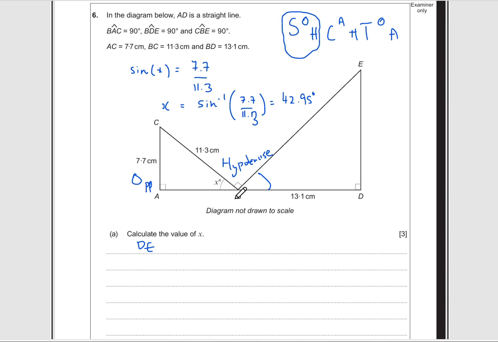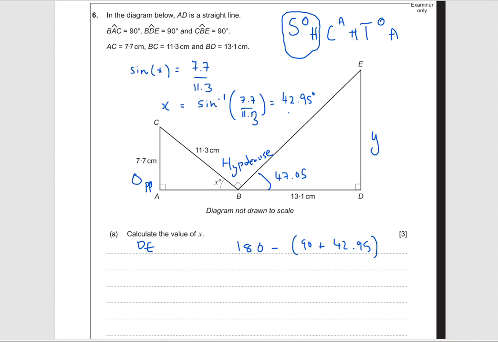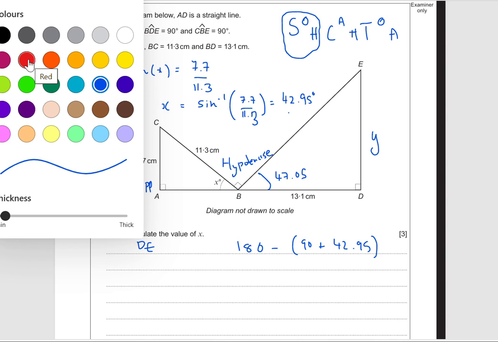So we've got angles in a straight line, add up to 180. Let's subtract 90 and this angle that we've just worked out here. So that's going to give us answer of 47.05. Okay, so DE, let's call this, we've used X, so let's call this Y. So I'm just going to change to a different colour of pen, just because there's quite a lot of information on here already. So let's do this one in red.